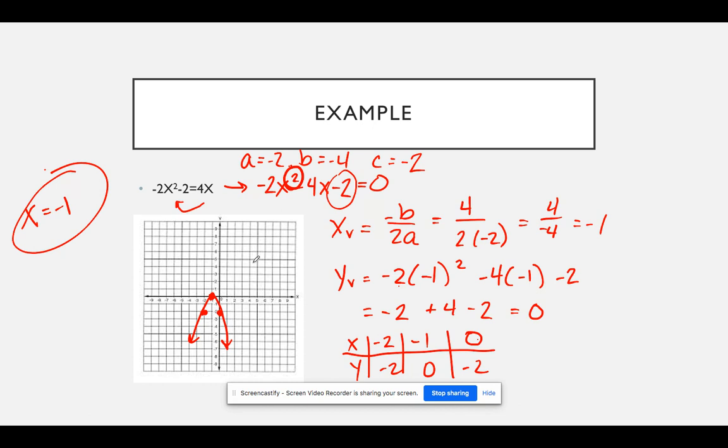So there's no homework assignment for tonight. We just wanted to kind of tie everything together with graphing and then how graphing helps us potentially solve quadratic equations.